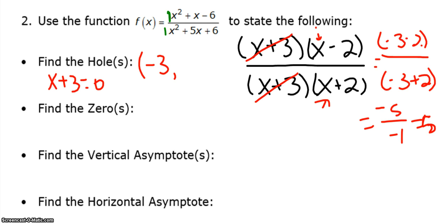Apologize, some of this looks ugly. My pen is not working well. So my hole is at negative 3, 5.